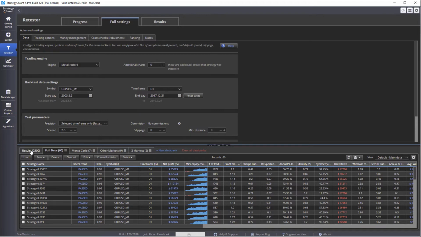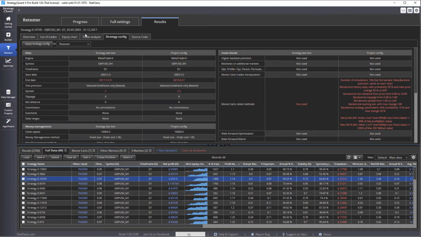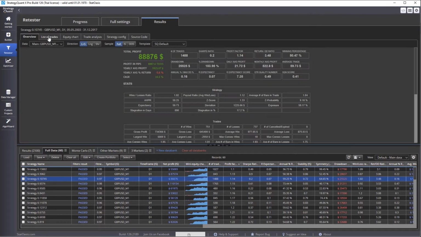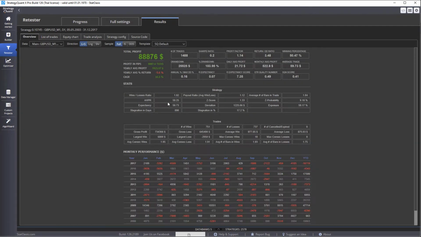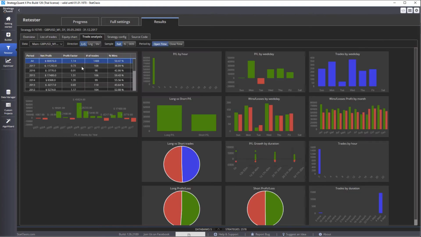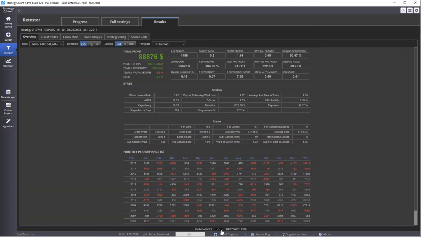Now, out of the 2,500, only 60 passed the test, which means they stayed profitable, with the same number of trades, okay? And of course, you can test each of these, and this is their equity, an overview, and of course, we can get more data, list of trades, trade analysis, and so forth.